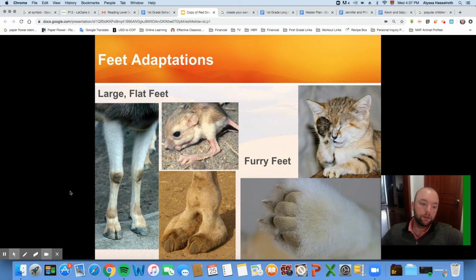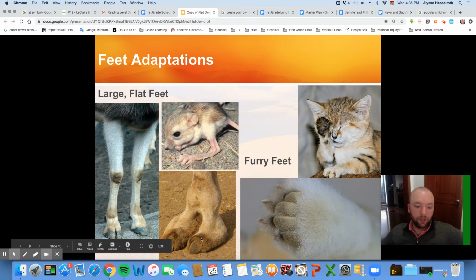Okay, so the next one here is the adaptations of the feet. There are two ways that they have adapted. The first one is they have very large, flat feet. Well, why do they need that? Because in the desert, there's so much sand that if their feet were really small, the feet would just sink right into the sand. But when the feet are very flat and large, it just goes right on top of the sand and it doesn't sink in.